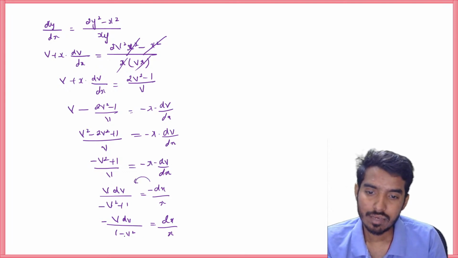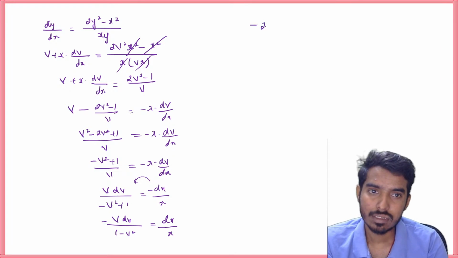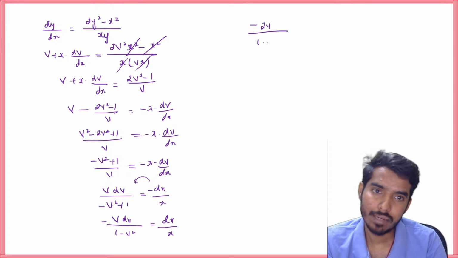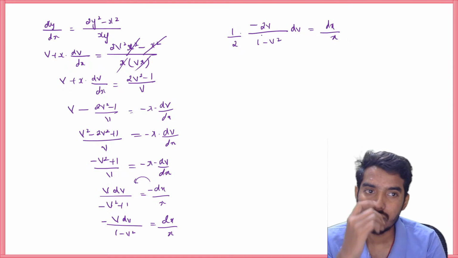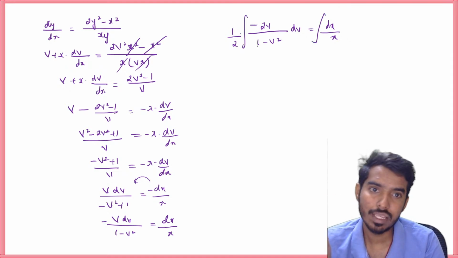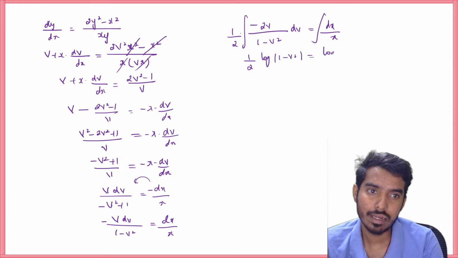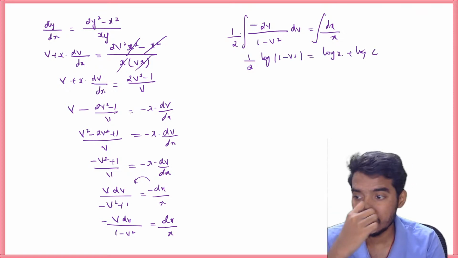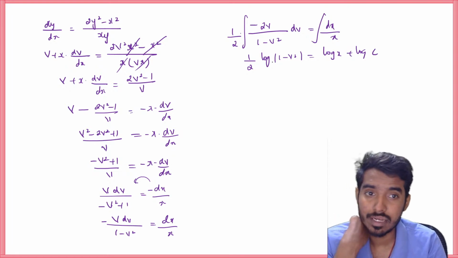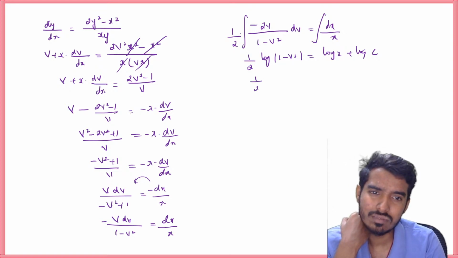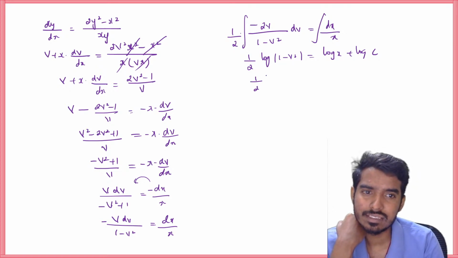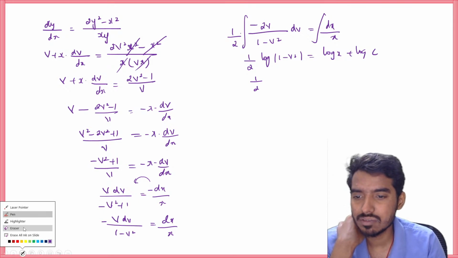Now we can see f of v, f dash of v. So that means 2 is missing. So we'll multiply and divide by 2. Now if we integrate this f of v, f dash of v, log of v square minus 1 is equal to log x plus some constant log c. Now it is very simple, right? Same as log of root of 1 minus v square.